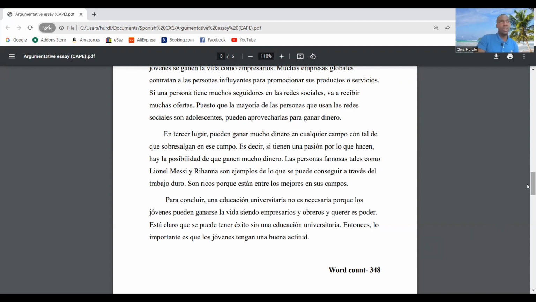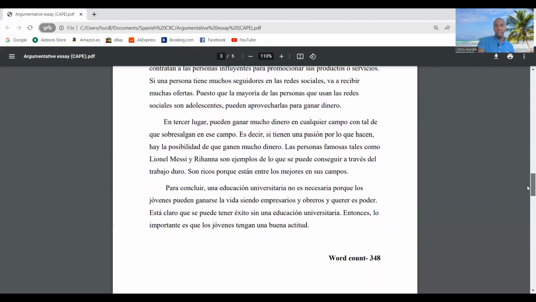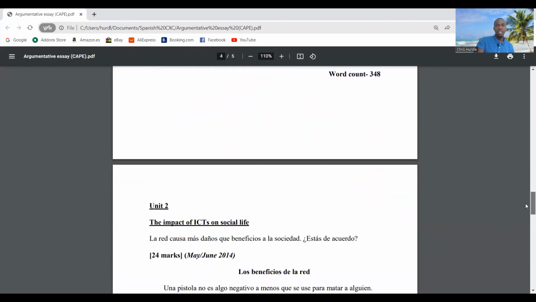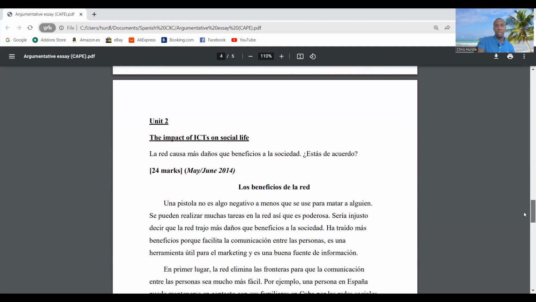So you see, in all of this, in this essay, you would have seen the different components that I would have broken down to you at the start, like the thesis, the hook, the background information, etc. All right. So this would be the example for Unit 1. So let's move over to Unit 2. And I would have chosen the impact of ICTs on social life. And the line of argument, la red causa más daños que beneficios a la sociedad. ¿Estás de acuerdo? This was taken from May-June 2014, paper 2.